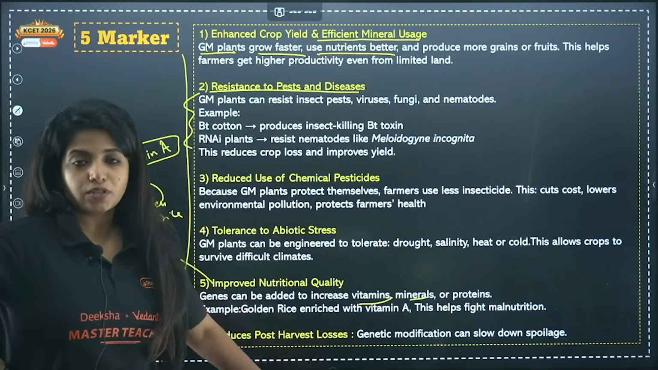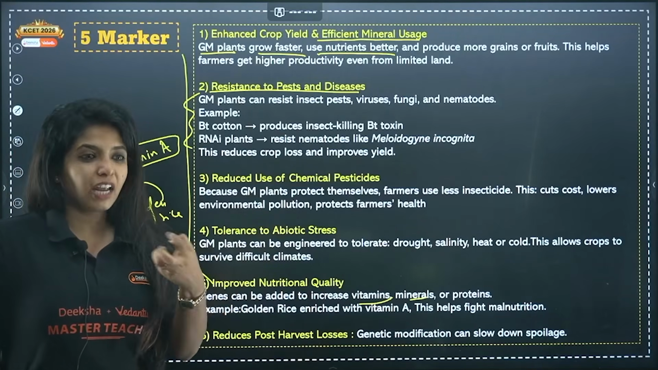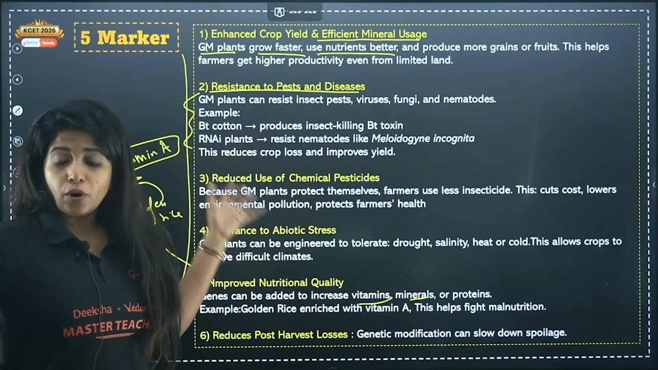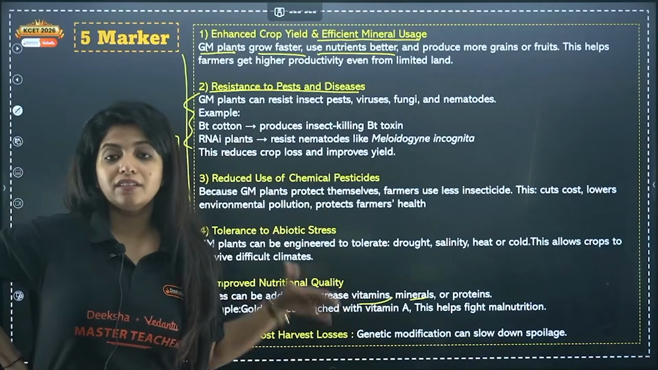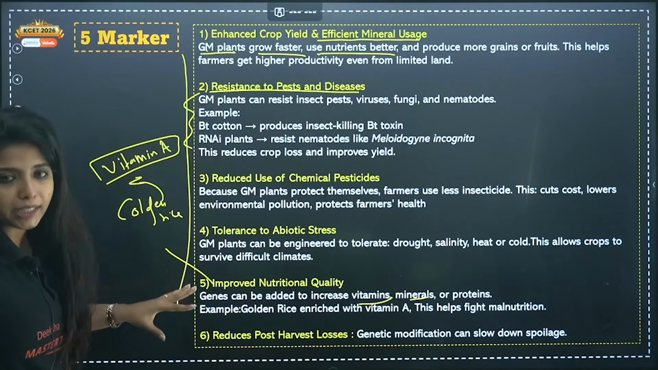Reduces post-harvest losses. After the harvest also, the storage can be difficult, it can get fungus and things like that. But since it is pest resistant and resistant to a lot of things, my dear children, it can slow down the process of spoilage as well. So these are the points that you need to write.